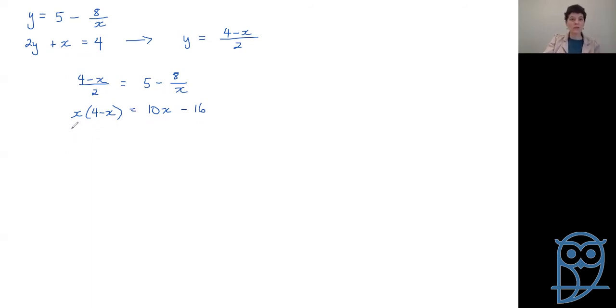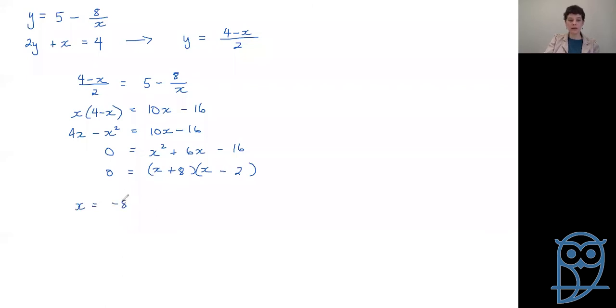So x times 4 gives us 4x minus x squared equals 10x minus 16. We want a happy quadratic to make life easier for ourselves. x squared, 10x minus 4x, so plus 6x minus 16. And we factorize again. Factors of 16 which subtract to give 6, well, that's an 8 and a 2. Plus 6, so plus 8 minus 2. So x equals minus 8 and x equals 2. The more you practice with quadratics, the simpler and more straightforward they will become.